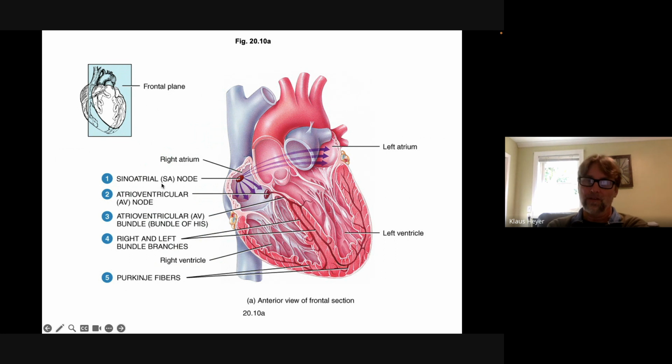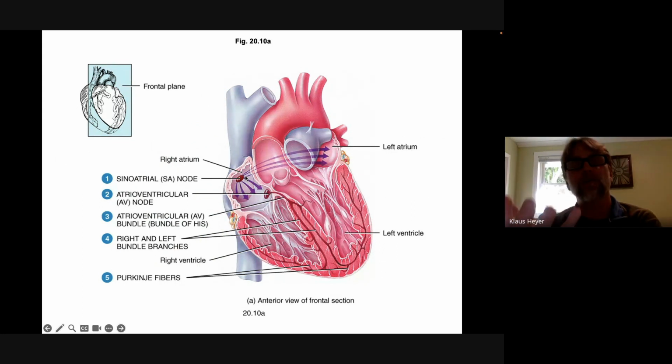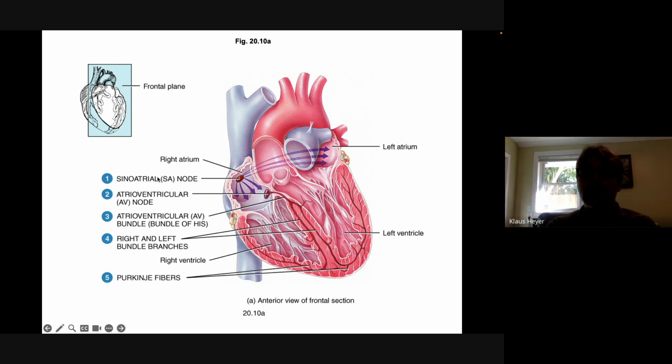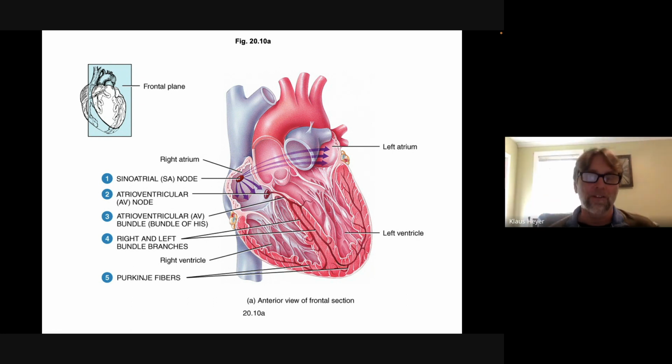The pacemaker is the SA node, the sinoatrial node. If it were to, for some reason, not work, the atrioventricular node right here can take over and act as a pacemaker. You're not going to be running any marathons, right? But it can work a bit. I mean, you can generate action potentials anywhere along here, right? But the SA node should lead it off. It's like the conductor.